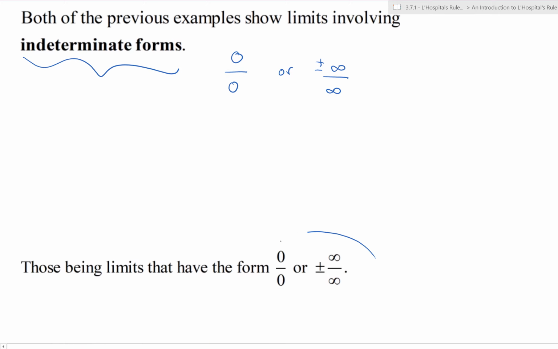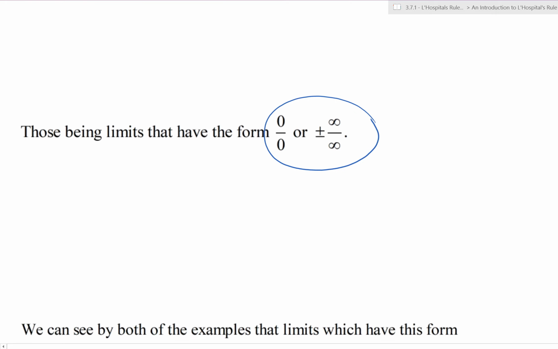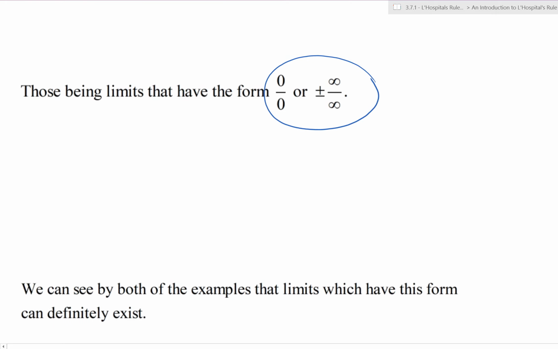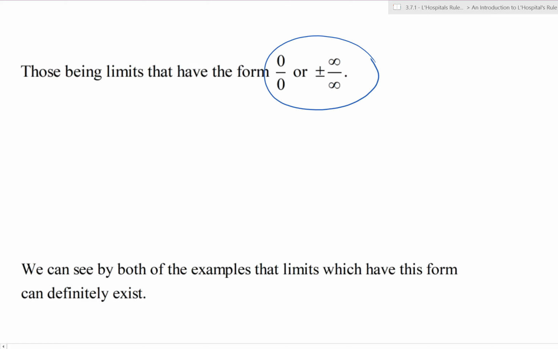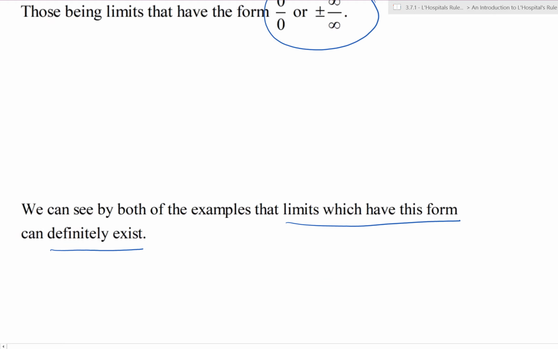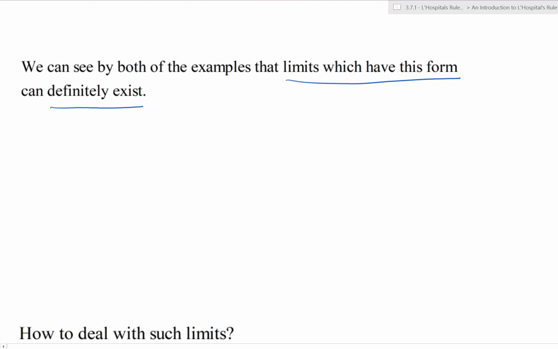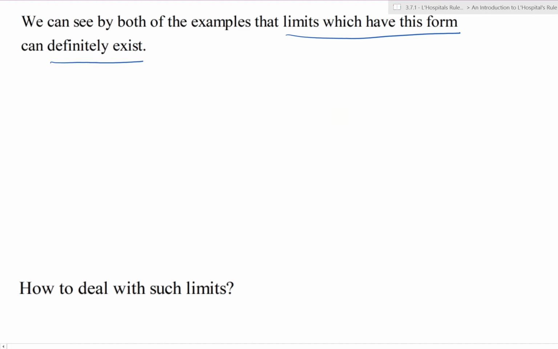So like I said, these two forms right here are the indeterminate forms of concern. Indeterminate, kind of think of as not determined, if you will. There's other stuff going on that we have to figure out. And we can see also by the previous two examples that limits which have this form can definitely exist. Now, we're not claiming that they always exist, but we just saw a couple that, well, they can exist, right? The limits, if they have this form. So the question is how to deal with such limits.